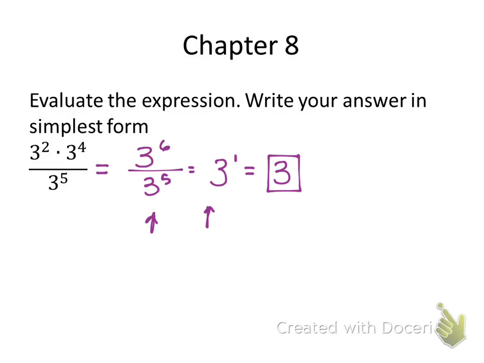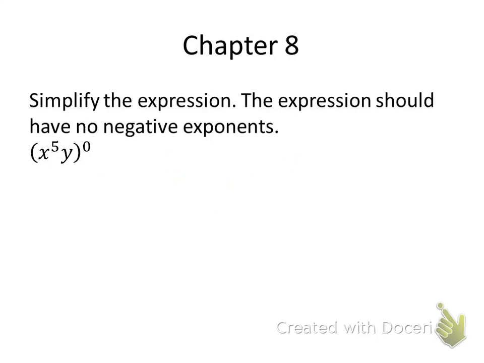Okay. Next slide. They say, simplify the expression. The expression should have no negative exponents. What do you think I'm going to do first? Distribute that 0 to everything. So, 5 times 0 is 0. And then I'm also going to have y to the 0. What is anything to the 0 power? Not 0. 1. Anything to the 0 power is 1. So my answer is 1.